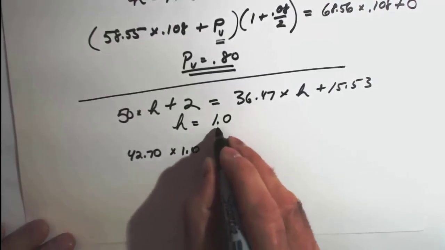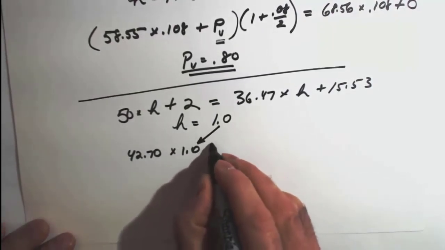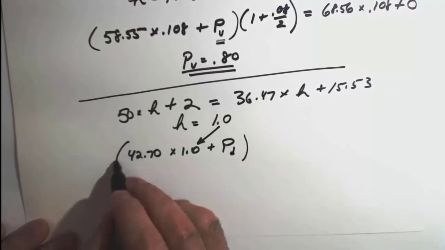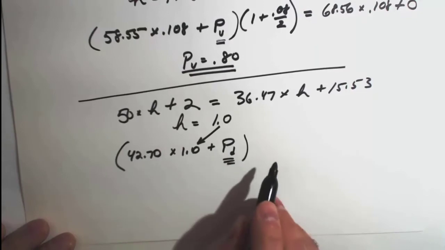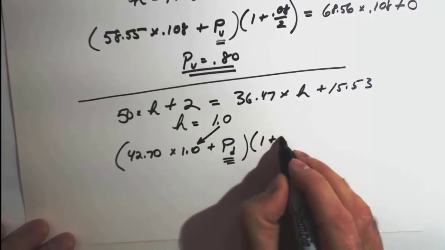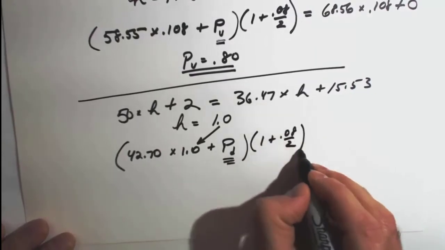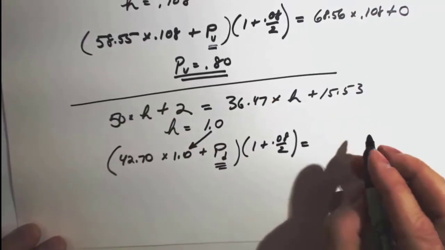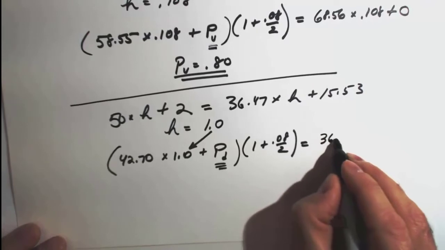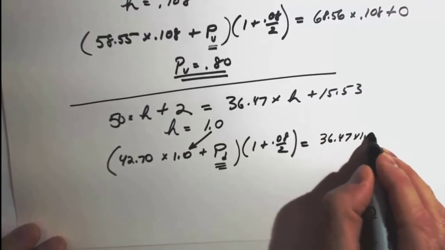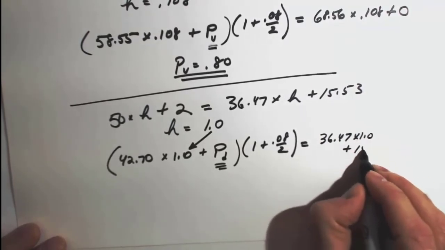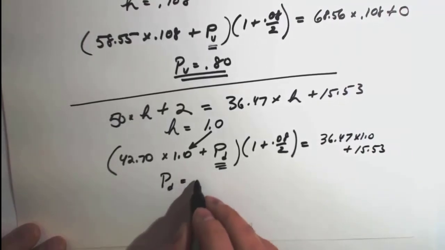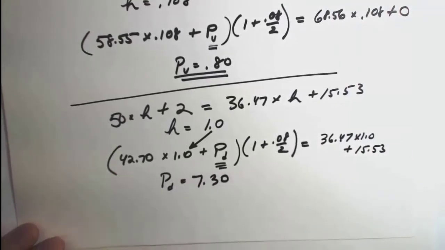Times 1.0 that we just calculated, plus PD. That's what we're solving for, that put. It's going to grow at the riskless rate, and it doesn't matter if it equals this or it equals this. I'll pick the 3647 times 1 plus 1553. Solve for PD, and PD equals 7.30.